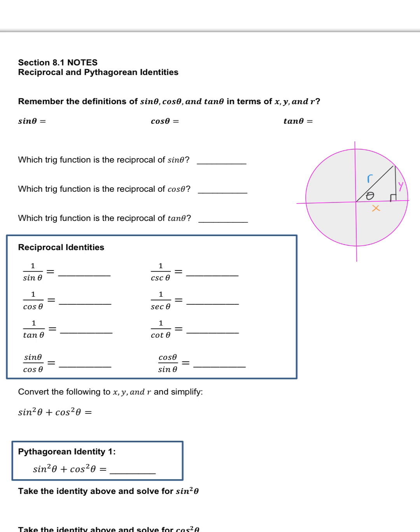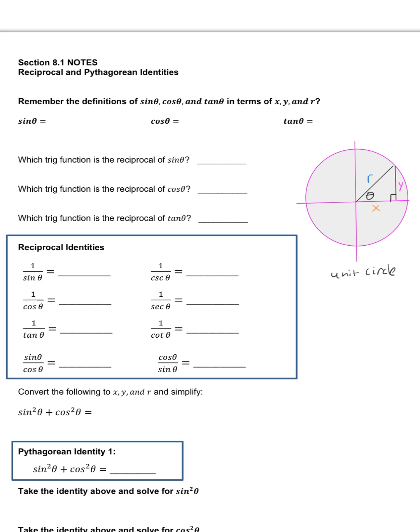I'll point that out. So the first thing I want to do is remind us about the definitions of sine theta, cosine theta, and tangent theta in terms of x, y, and r. We did this in our last section, unit 6. What I did is I drew this unit circle over here, and I wanted to remind you of what we did. We drew a right triangle, and we were able to find what theta was. And this is the unit circle.